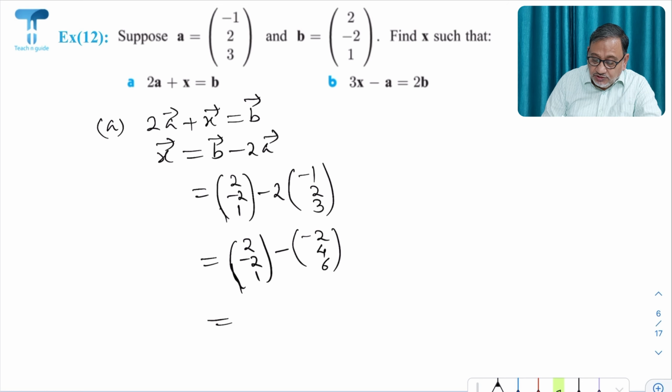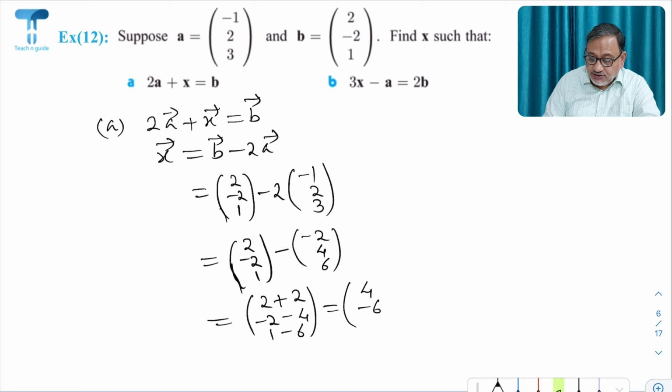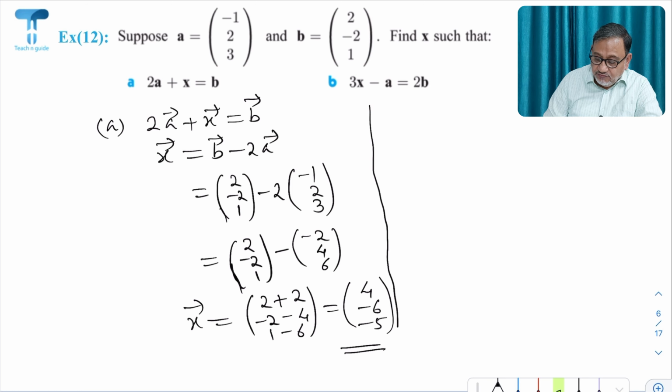Okay. So finally I will combine them. 2 minus of -2 will be plus 2, -2 minus 4, and 1 minus 6. So this will give me 2 plus 2 is 4, -2 minus 4 is -6, and 1 minus 6 is -5. Okay. So like this I got vector X. This is the answer for vector X. Now I will solve part B here itself.